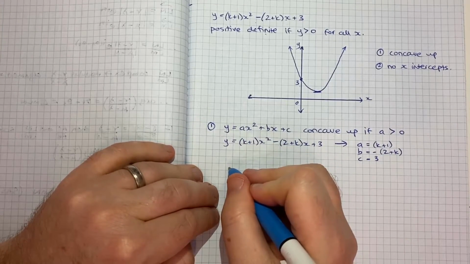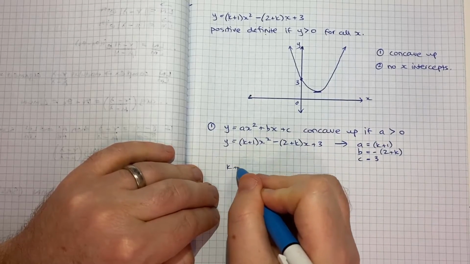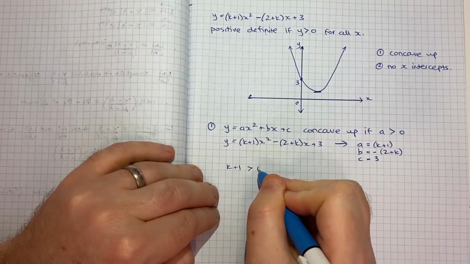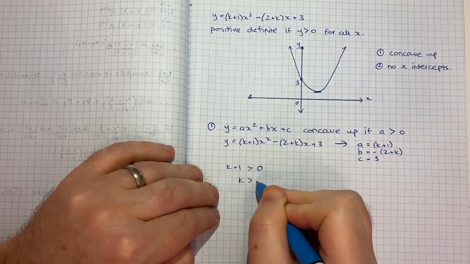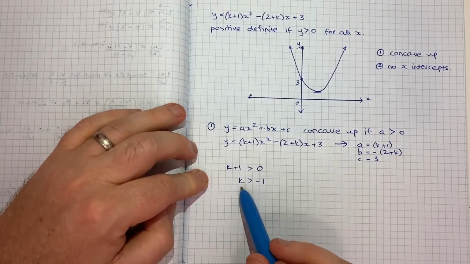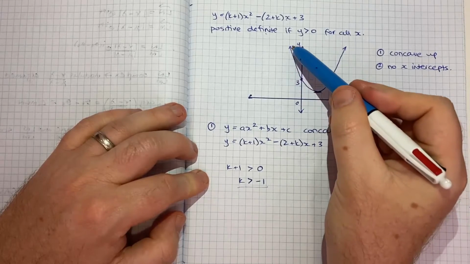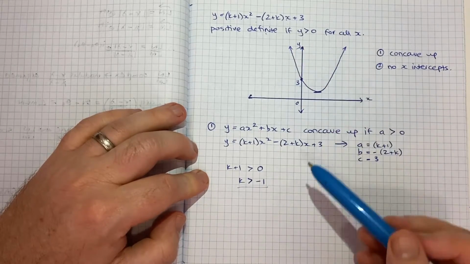So that's the parabola we're dealing with. For a to be greater than 0 means k + 1 is greater than 0, or in other words, k is greater than −1. So that's the first thing we know needs to be true. k needs to be greater than −1 in order for us to know we're going to have a concave up parabola.